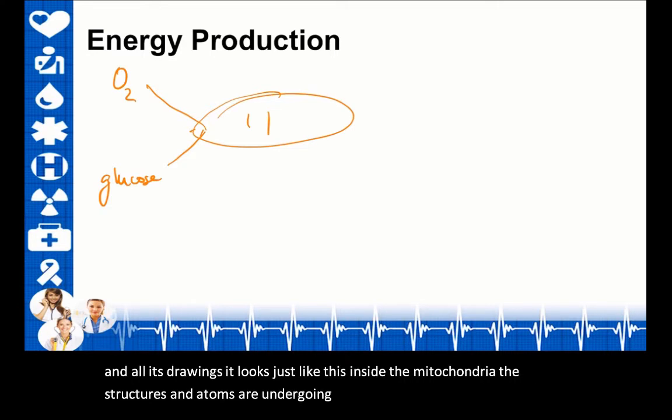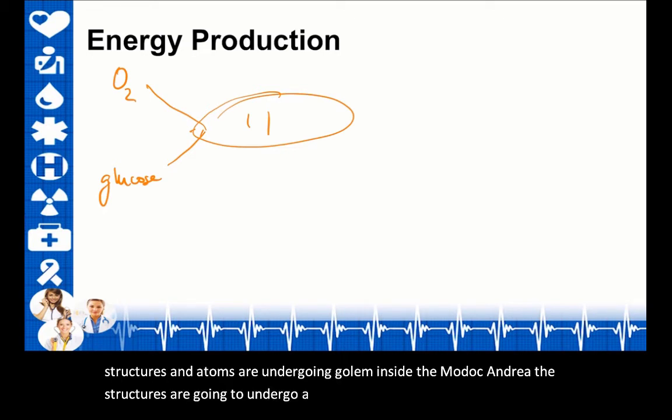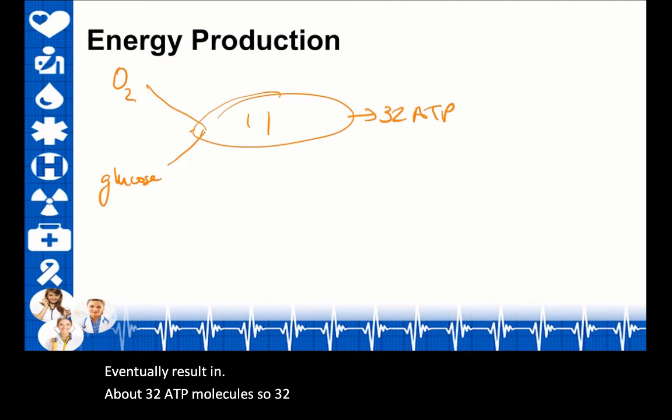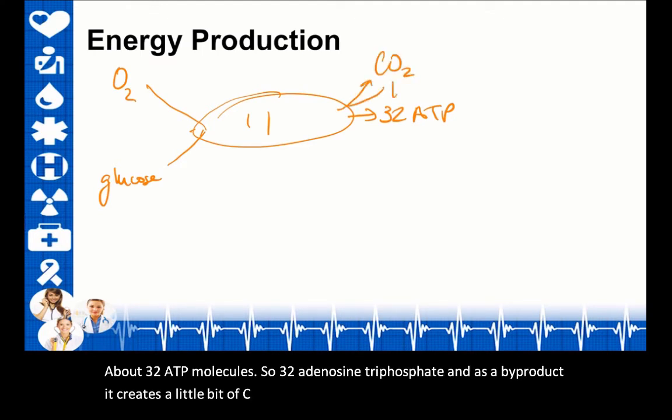Inside the mitochondria, the structures are going to undergo a process that will eventually result in about 32 ATP molecules, so 32 adenosine triphosphate, and as a byproduct, it creates a little bit of CO2 and a little bit of water. So this is aerobic respiration.